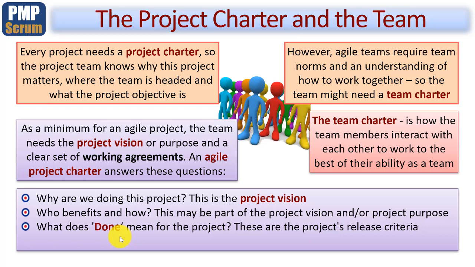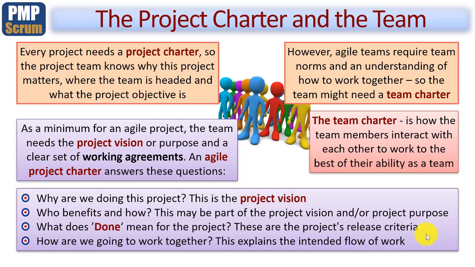3, what does done mean for the project? These are what are known as the project's release criteria. I'll talk much more about that in a later module. As part of agreeing the project charter and the project vision, and indeed the project roadmap, a definition of done needs to be determined. As I say, more of that later. And 4th, how are we going to work together? This is where the team charter comes into play. And this explains also the intended flow of work. Because how we need to work together doesn't just mean the specialist team. It may well be how the specialist team works with other departments or groups. Maybe even external departments or groups.